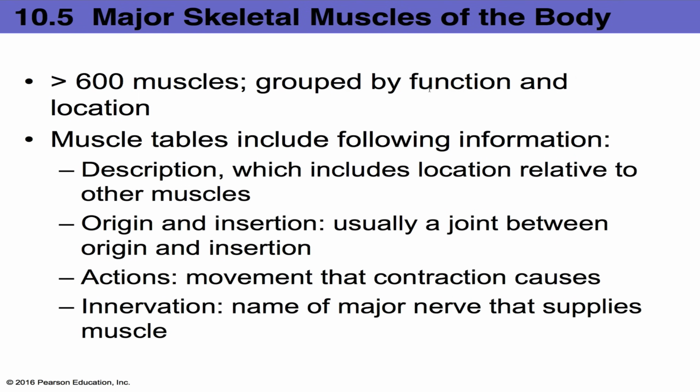Now, the muscle tables included in the text are going to give you the following information. The description, which includes the location relative to the other muscles, origin and insertion, and usually, again, you're going to find this spanning between a joint. Also, it'll give you information about the action of the muscle, so the movement that the contraction will cause. And in addition to that, you're going to see innervations. Usually, again, it'll give you information of major nerves that supply the muscle.